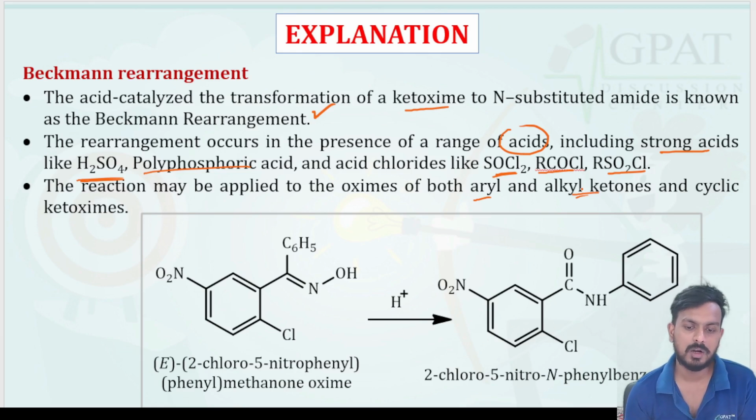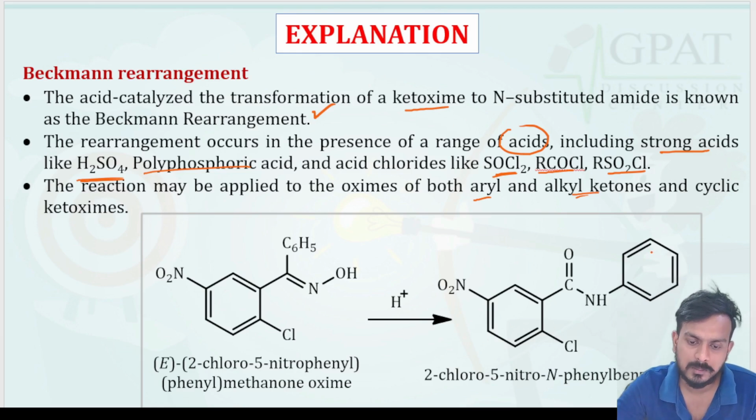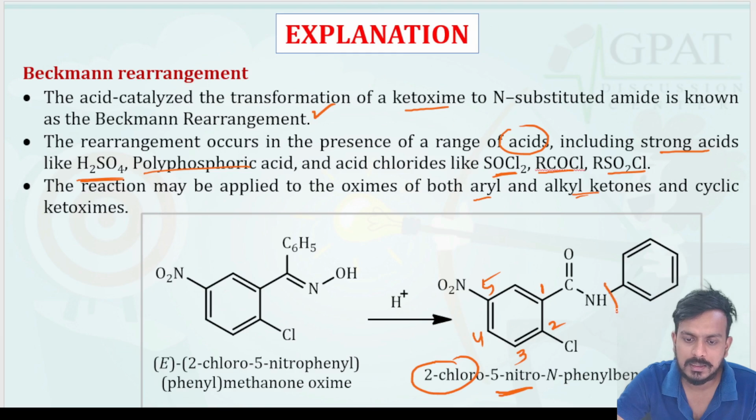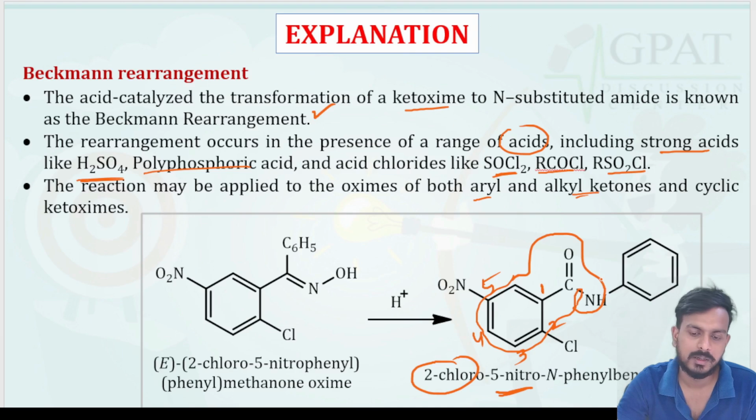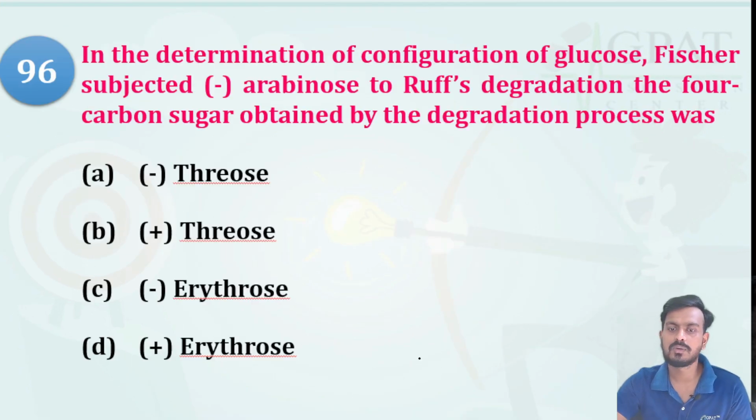So what is the product formed? The product name, if you start the nomenclature from here, 1, 2, 3, 4, 5: 2-chloro, 5-nitro. At the position of N, you have phenyl, and it will be a benzamide. Because we are covering this part, the benzene ring, we call it a benzamide. This is your benzamide. Okay, so moving to the next question.